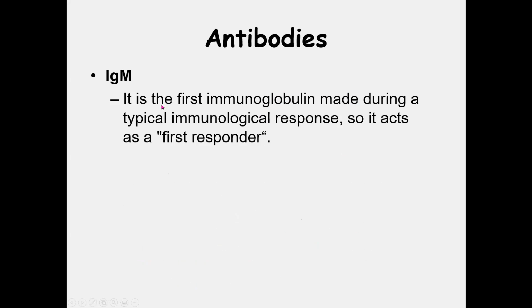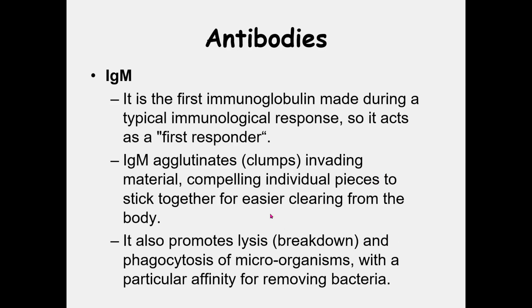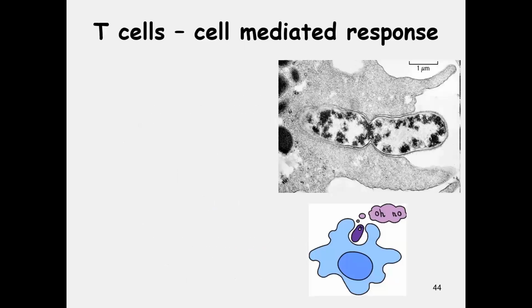And the IgM is the immunoglobulin made during the typical response, the first responder. So it agglutinates. That's what we talked about before. These are the ones that clump invaders. And they also are involved in the lysis, the breakdown of phagocytes, or bacteria, whatever it might be. Okay, so these are the IgMs. So antibody production is there for them.